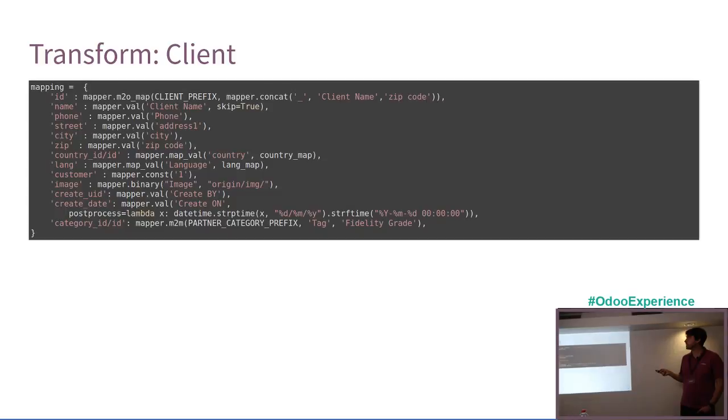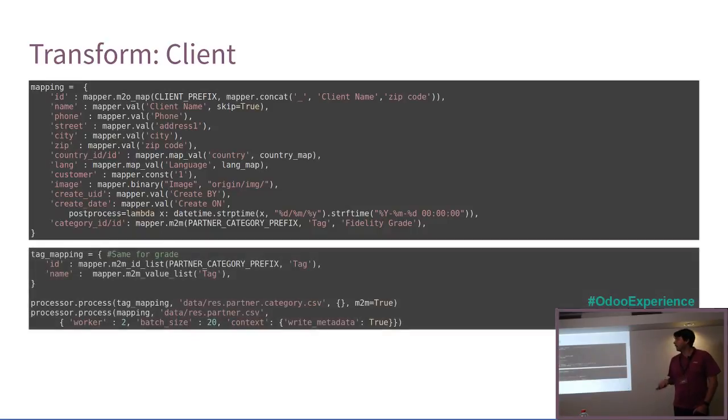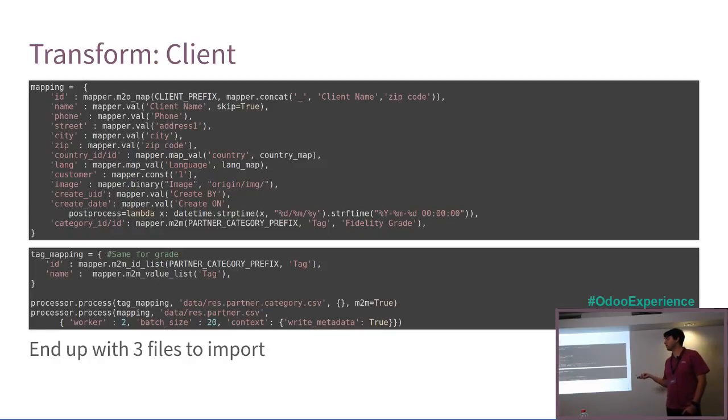This one is a bit special, because first I concatenate the value, and then I use the many-to-one mapper. There's the map val. For the val, you can post-process. So here, I change the format of my date field. And I have a many-to-many to link my tag. And of course, as already said, another mapping to create my category. OK, so I end up with 3 files to import, because I had one for tag and one for category.